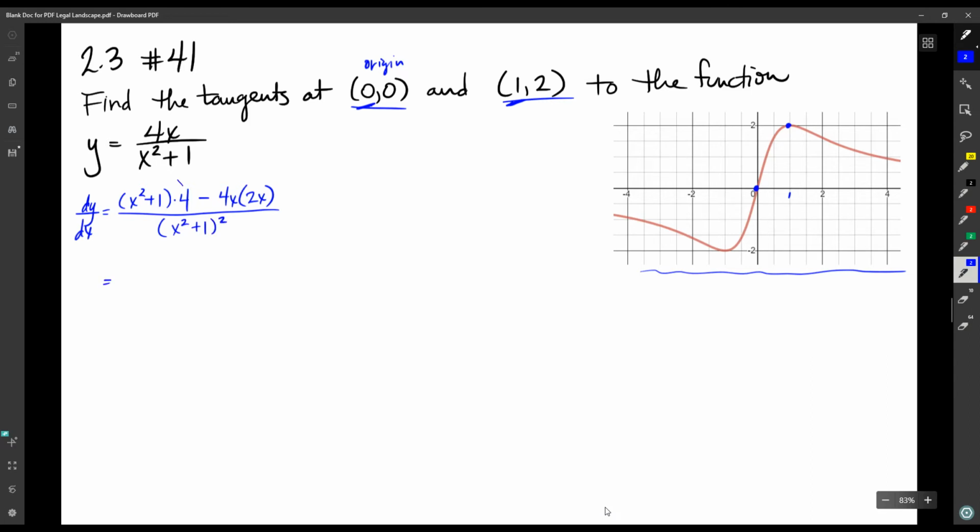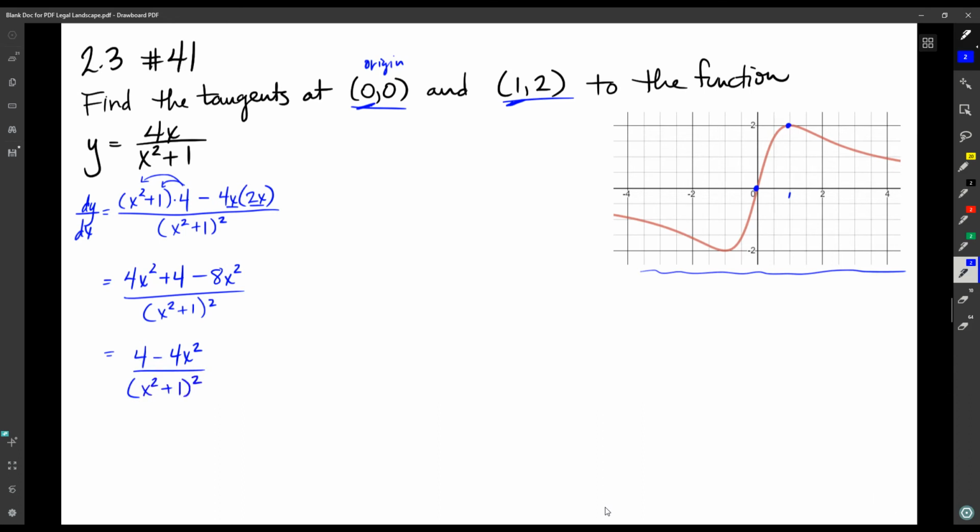Let's simplify a little bit. We can distribute the 4 into the x squared plus 1. That gets us 4x squared plus 4. Next, 4x times 2x is 8x squared, so we're going to be minus 8x squared. This is still all over x squared plus 1 quantity squared. And finally, on the numerator, 4x squared minus 8x squared is negative 4x squared. So we have 4 minus 4x squared in the numerator, and in the denominator we have x squared plus 1 quantity squared.